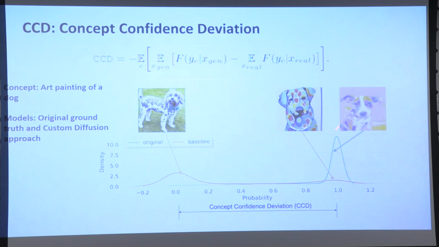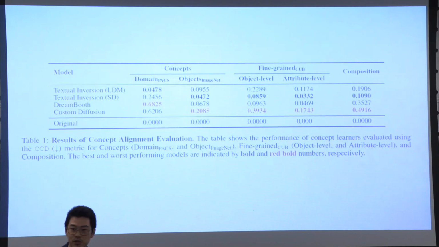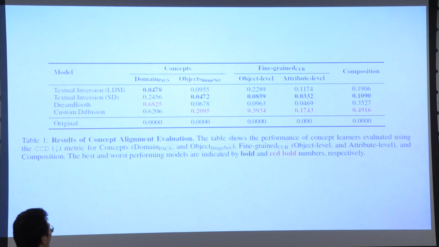Original ground truth can recognize the generated content very well, and the Custom Diffusion approach generated images are basically having a distribution over there. So CCD essentially calculates the deviation between these two distributions as a way to judge how well the text-to-image models are essentially being able to capture the concept of art painting of a dog as a target prompt. So with that benchmark and the metric at hand, we are essentially being able to evaluate and tell which model is good at doing which level of composition, as well as how robust they are. In this case, we're showing that DreamBooth is performing extremely well on domains, and Custom Diffusion is doing great at object level combinations. And for fine-grained attribute combinations, we're also showing that Custom Diffusion is performing better.